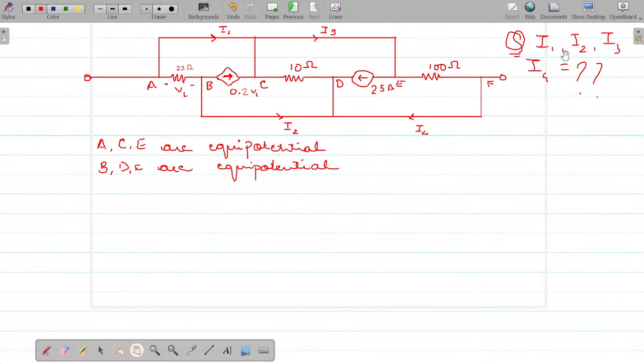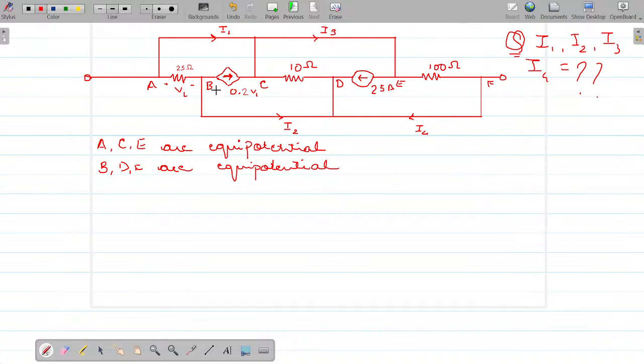So, in this question, you are asked to find out I1, I2, I3 and I4. And you are provided with a network shown as such. I want you to identify each and every element. This is a resistor of 25 ohms. The potential across this resistor is V1. And this is a voltage dependent current source. In yesterday's lecture, we did dependent sources, right? We did questions based on dependent sources.